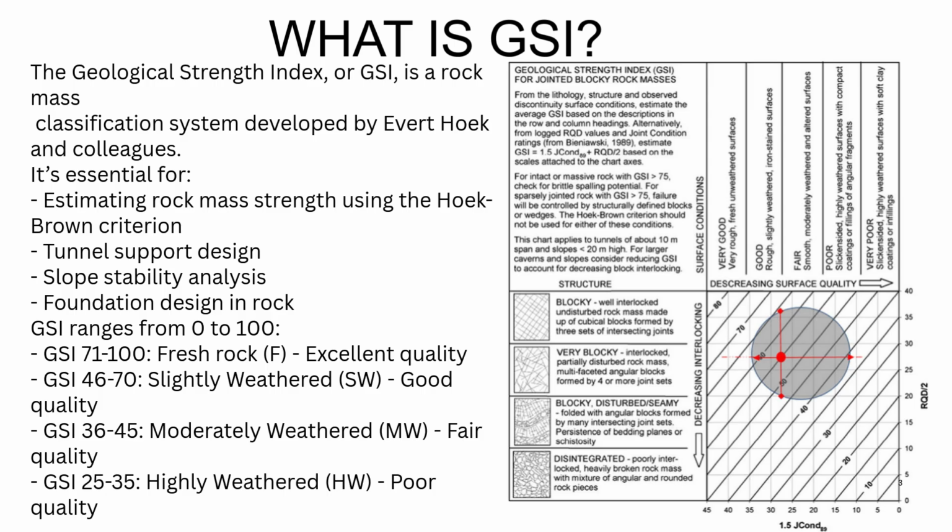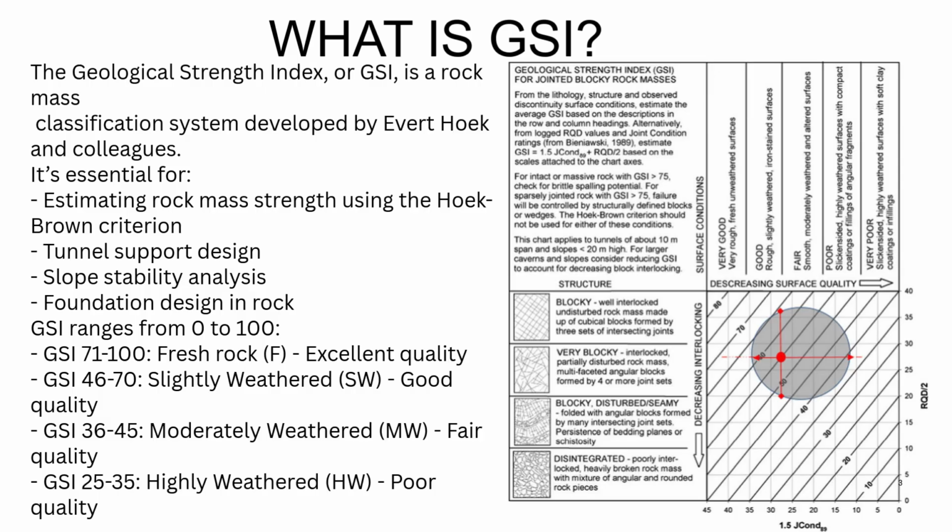First, let's understand what we are calculating. The Geological Strength Index, or GSI, is a rock mass classification system developed by Evert Hoek and his colleagues. It's essential for estimating rock mass strength using the Hoek-Brown criteria, tunnel support design, slope stability analysis, and foundation design in rock. Traditionally, engineers estimate GSI visually using charts like the one shown in this slide.